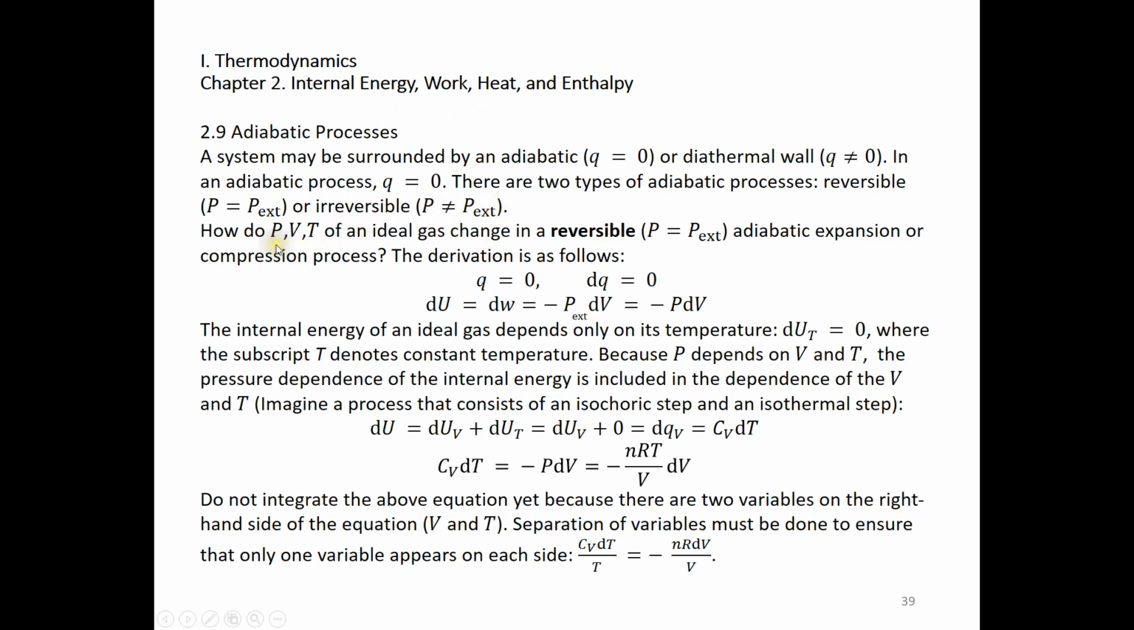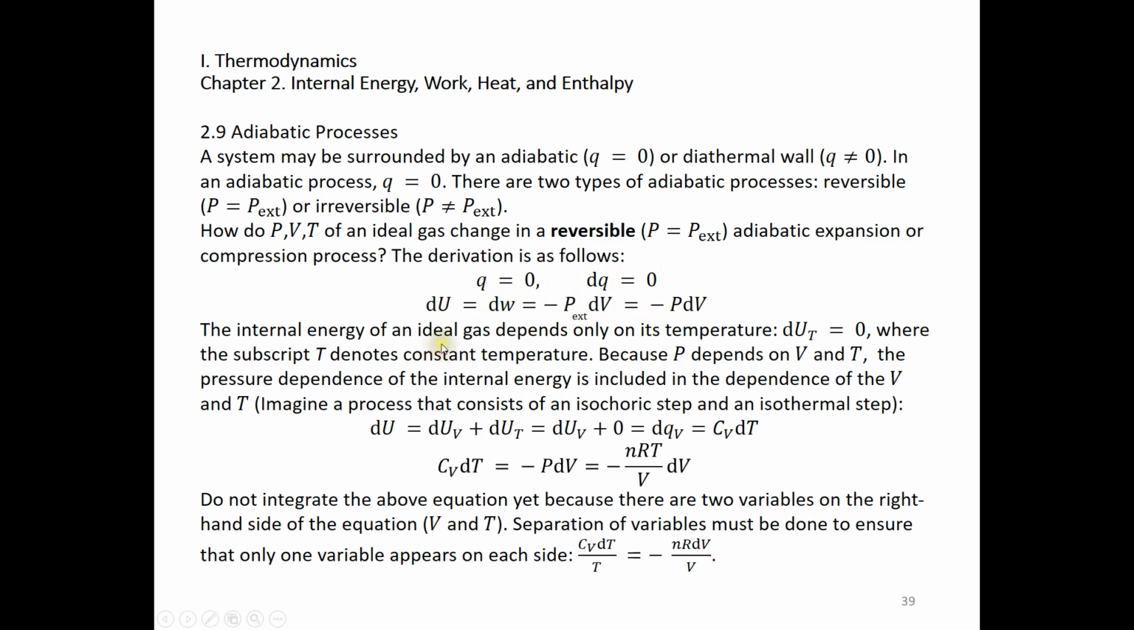Now, how do pressure, volume, and temperature of an ideal gas change in a reversible adiabatic expansion or adiabatic compression? We have this derivation. First, Q is 0 for the adiabatic process. Therefore, dQ is also 0. dU is equal to dW. dW is negative P external dV. For a reversible process, P is equal to P external. Therefore, dU is equal to negative PdV.